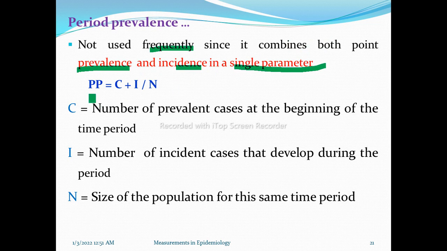Meaning period prevalence is equal to the number of prevalent cases at the beginning of the time period, this means point prevalence, plus the number of incident cases during the period, over the size of the population for this time period. So period prevalence is equal to point prevalence plus incidence over total population.